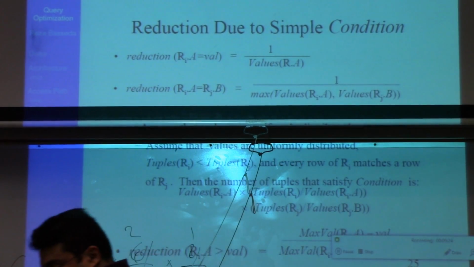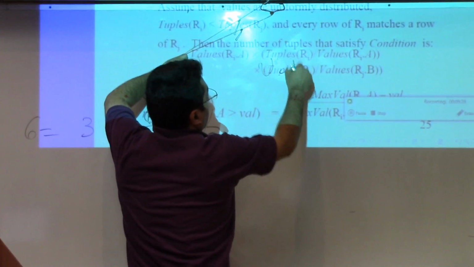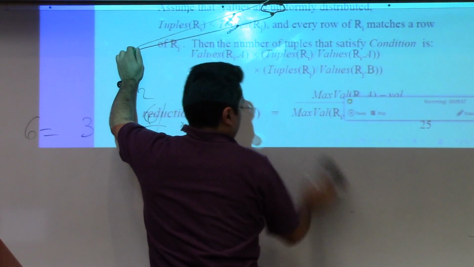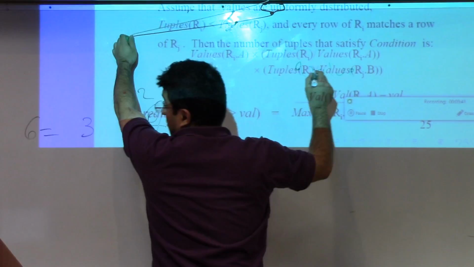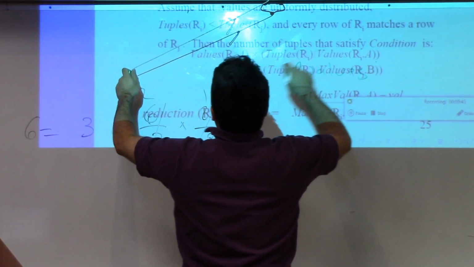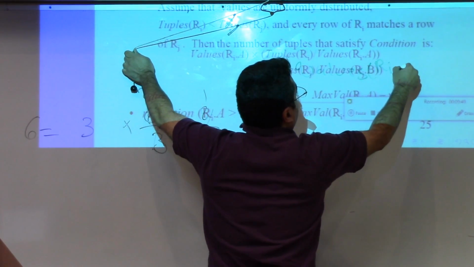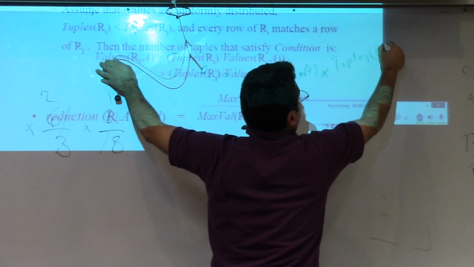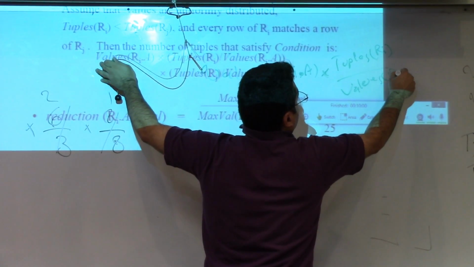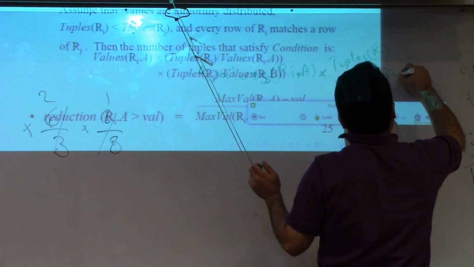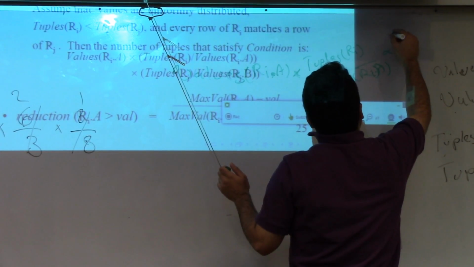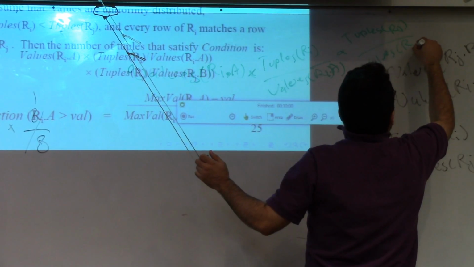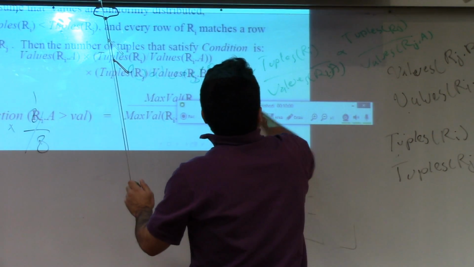What is this formula? Values of RIA multiplied by tuples of Ri, values of Ri, dot tuples of Rj. So this is a simple expression, right?